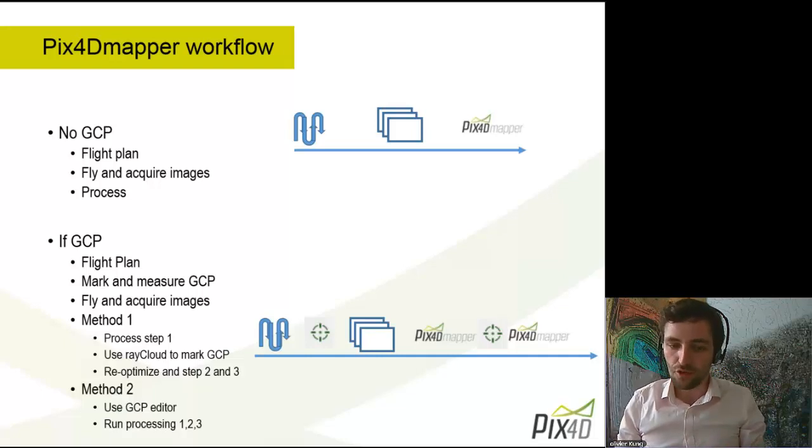The benefit of method 1 is that the ray cloud makes it much more efficient to do the GCP marking. However, it requires that you spend a little bit of time doing the processing step 1 in advance.